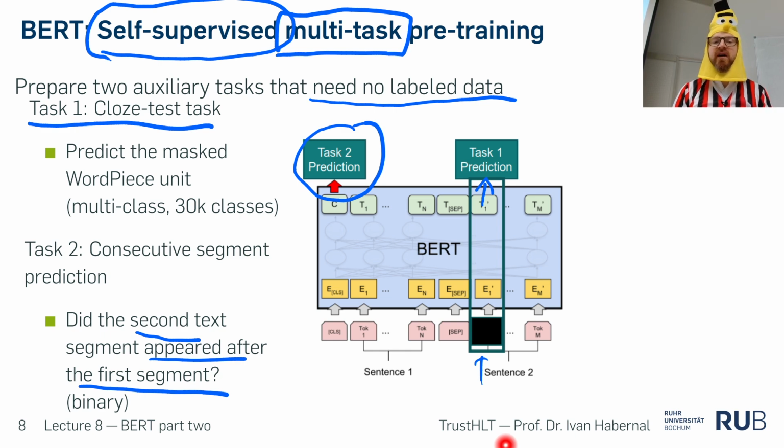So these are the two tasks. It turned out later on that this consecutive segment prediction is actually not super important. It was important back then, but if you have more data and bigger models, you don't need the second task. The real task which really matters is just filling in the word, trying to guess what the word is in the middle. Okay, so far so good.